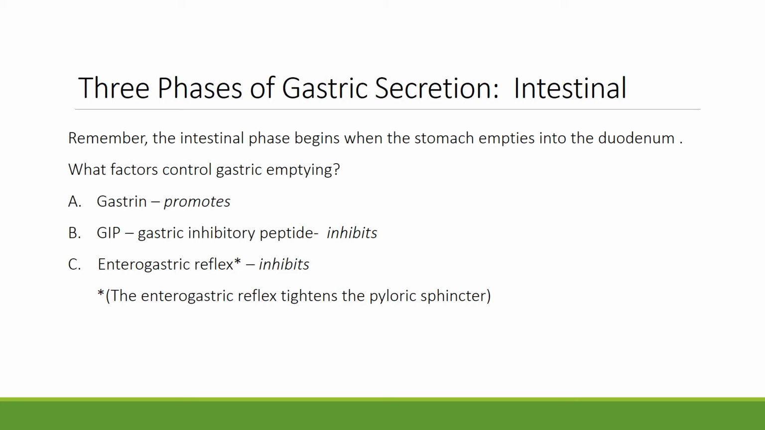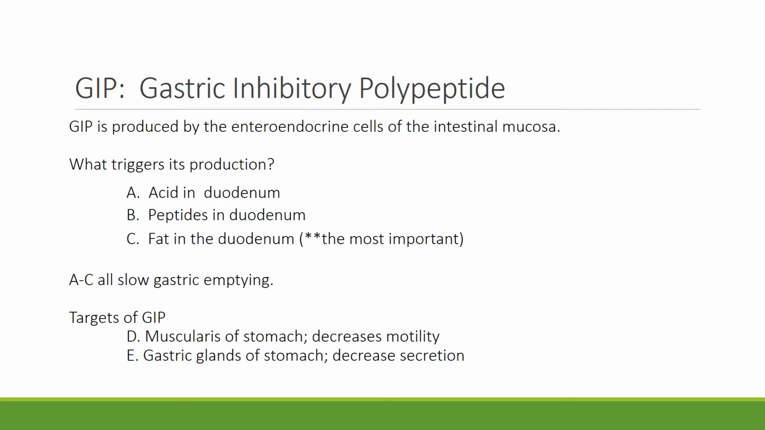The intestinal phase begins when the stomach empties into the duodenum. There are certain factors that control this gastric emptying. They are the hormone gastrin, which promotes this process, GIP, which is gastric inhibitory peptide that inhibits the process, and the enterogastric reflex, which also inhibits the process. The enterogastric reflex is when the pyloric sphincter tightens and food cannot move out.